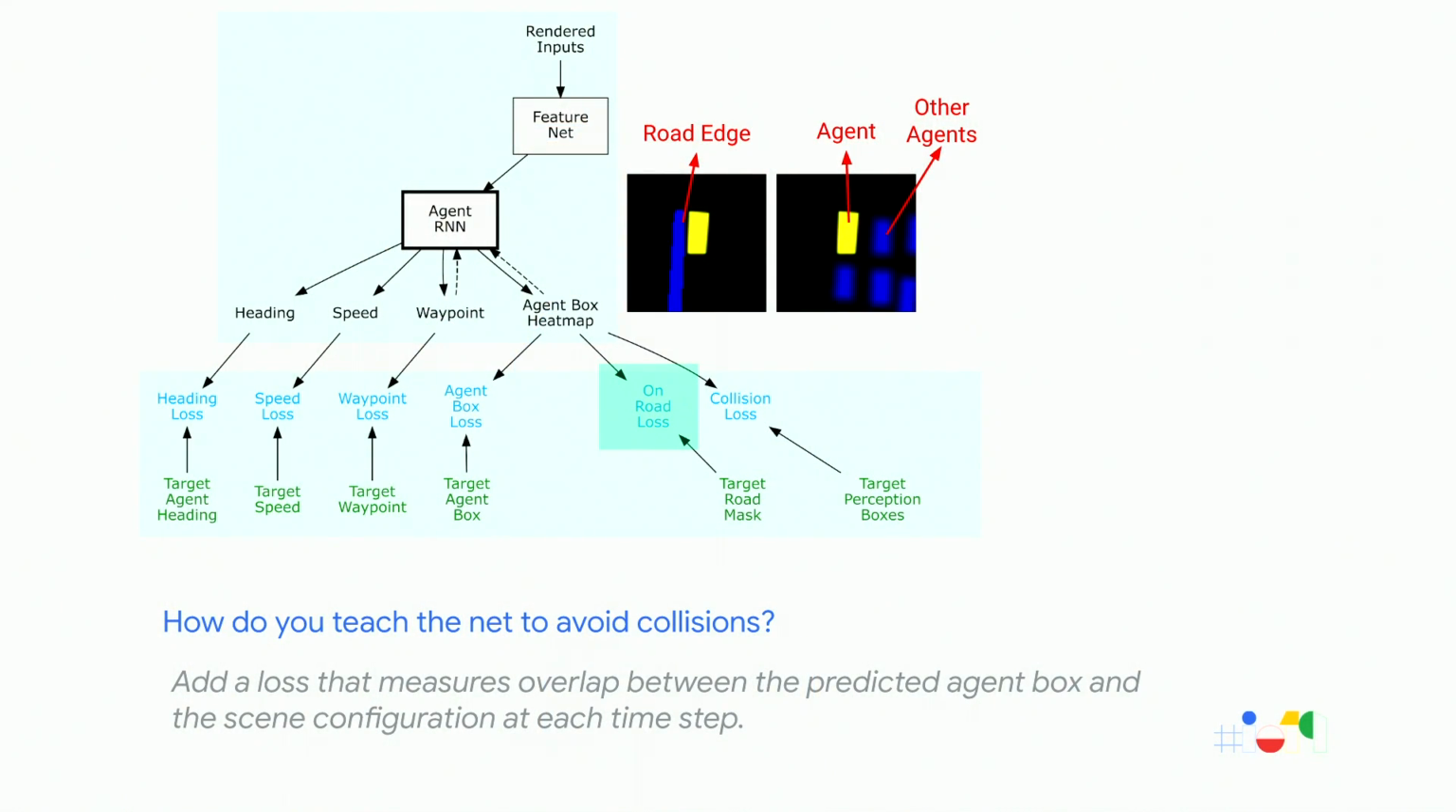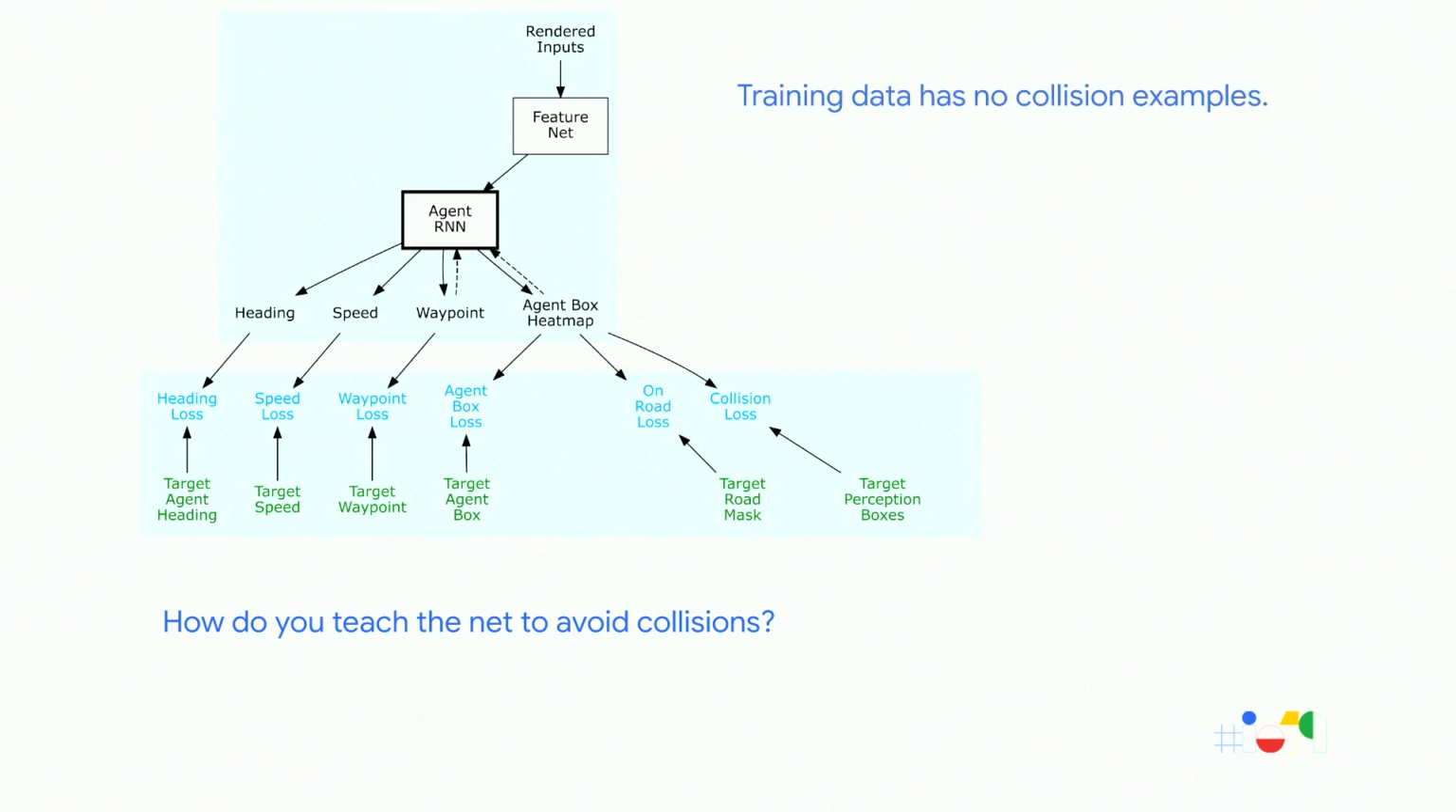We can do a similar thing to avoid collision with road edges like curbs and so on by painting the road edge in a view and then overlapping it with the agent to test this loss. Now this is good in theory, but in practice this does not actually solve anything. The reason being that our training data has no collision examples. Our training data came from expert driving, so there were no collisions, and hence if you look at these losses, they'll always be 0 and would not update any gradients.